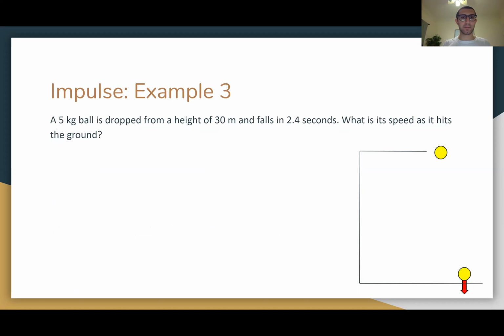A 5 kilogram ball is dropped from a height of 30 meters and falls in 2.4 seconds. What is the speed as it hits the ground?